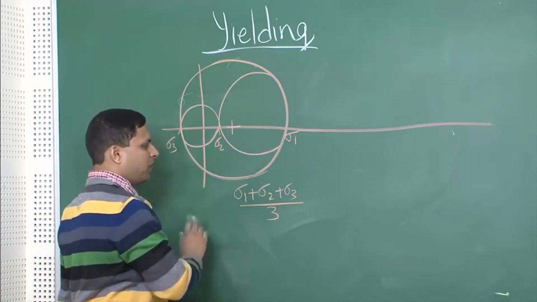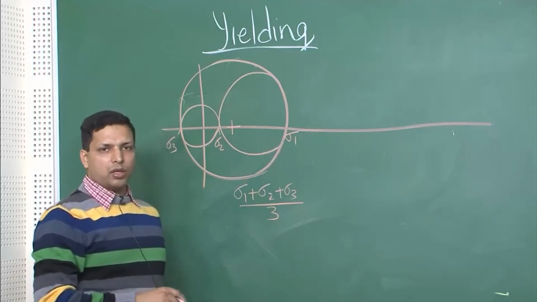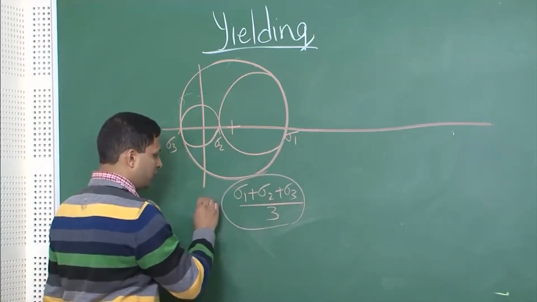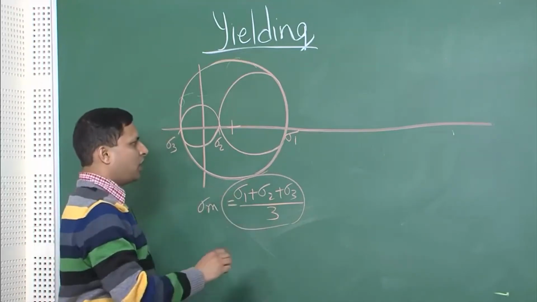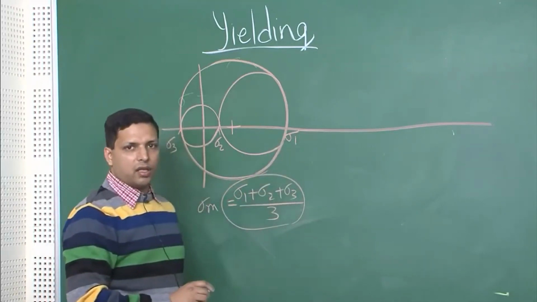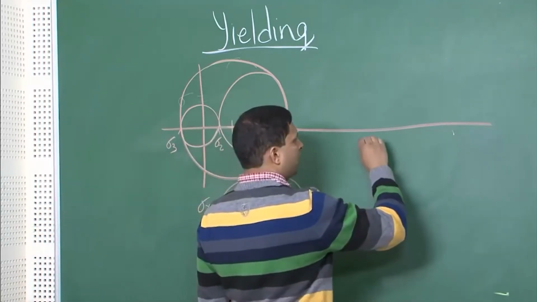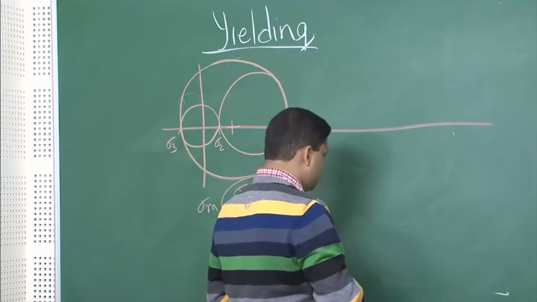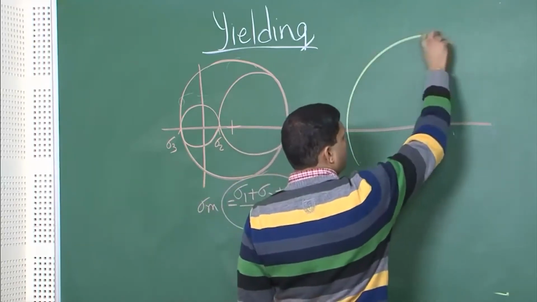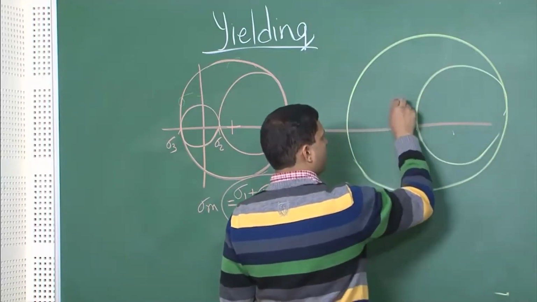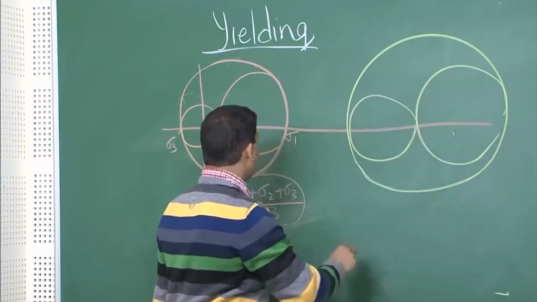Now, if this same element were also to have some hydrostatic stress imposed with an additional amount, let us say this is sigma m equal to this. So, now each of these stresses is increased by this amount sigma m, and let us say the circle has now moved to over here. So, the size of the circle remains the same.